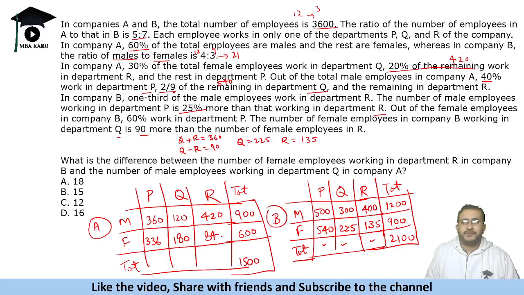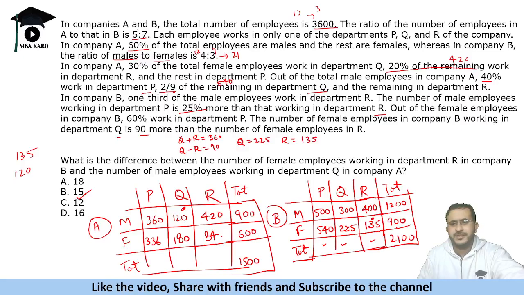The difference between the number of female employees working in department R in company B, female R 135, and the number of male employees working in department Q. Male in department Q is 120. So the difference is 15. So this is how to solve this caselet: putting ratios and percentages given on the base of the given data, formulate the table, and then accordingly answer the questions.